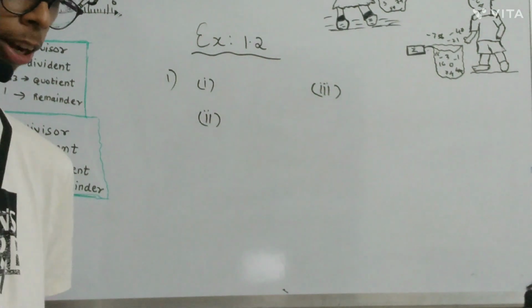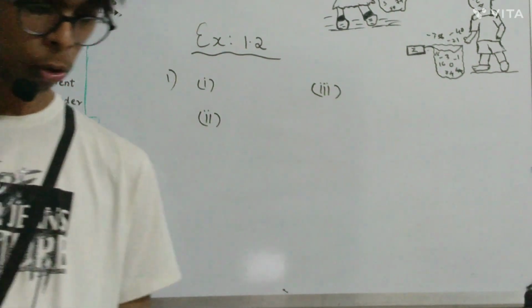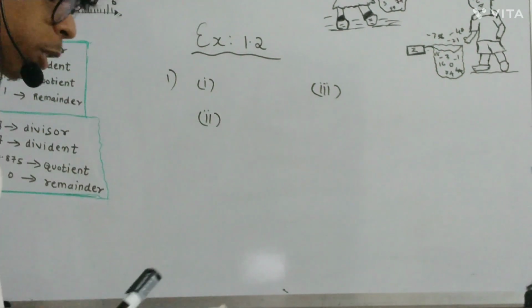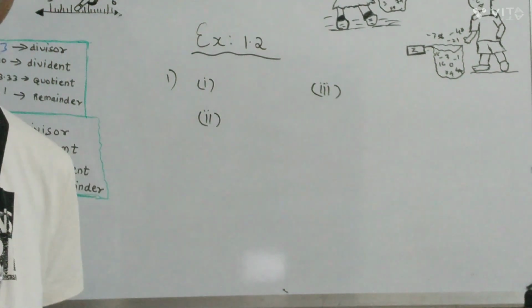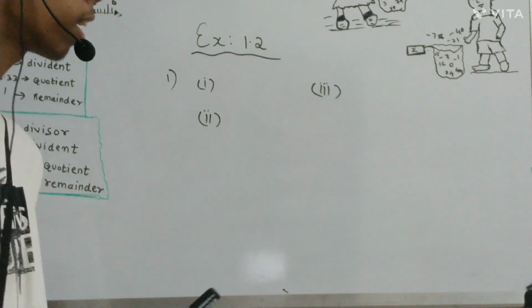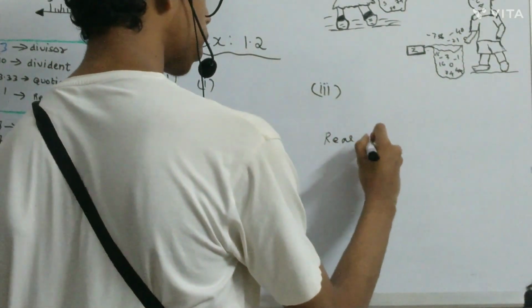Here the question number 1 is: state whether the following statements are true or false. Justify your answer. The first question is: every irrational number is a real number. Yes, definitely every irrational number is a real number, because if you remember the flow chart I had drawn, we had drawn it like this.